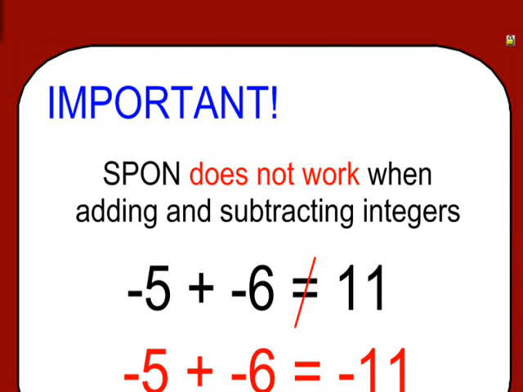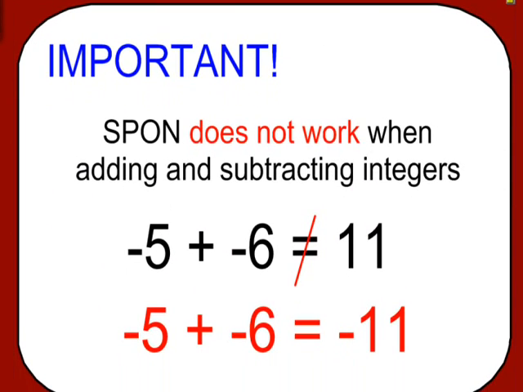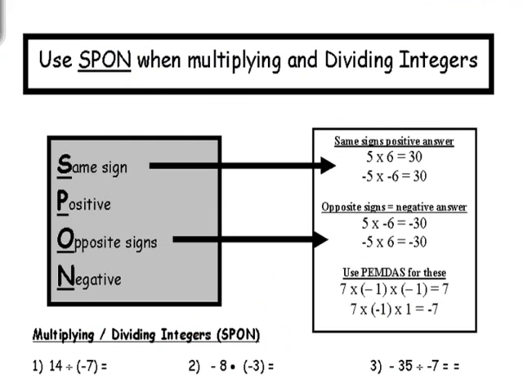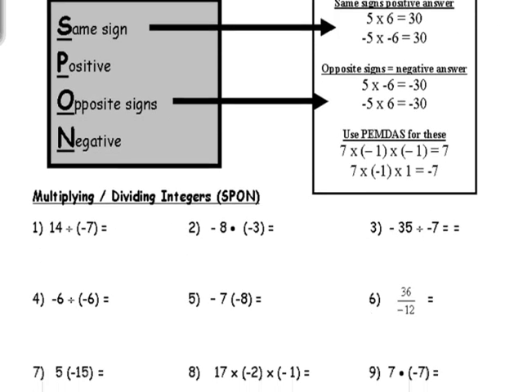Oh, and this is an important reminder. SPAN only works with multiplying and dividing. It doesn't work with addition and subtraction. So just because you see two negatives here, if you were adding them, doesn't mean that would be positive 11. That's not correct. SPAN only works with multiplying and dividing.